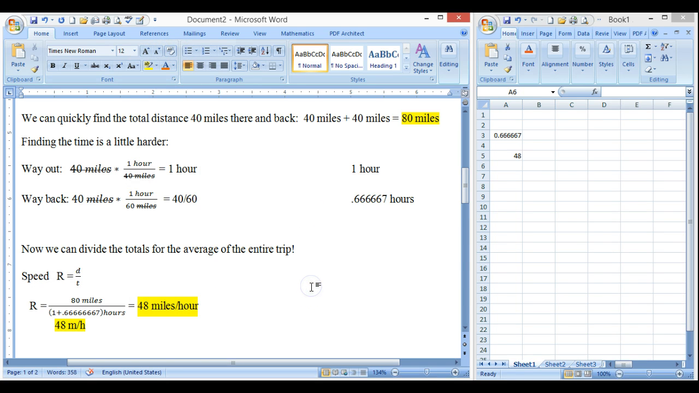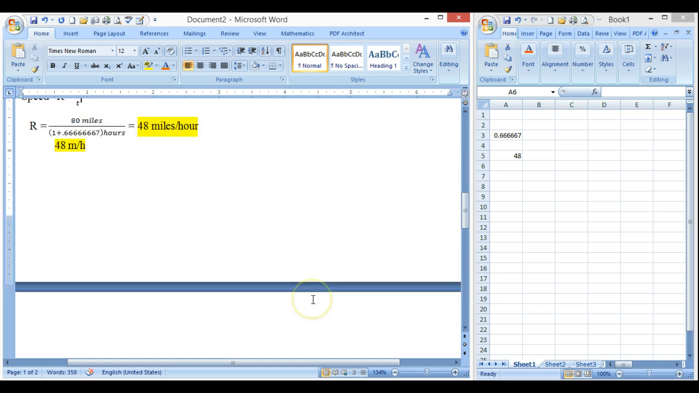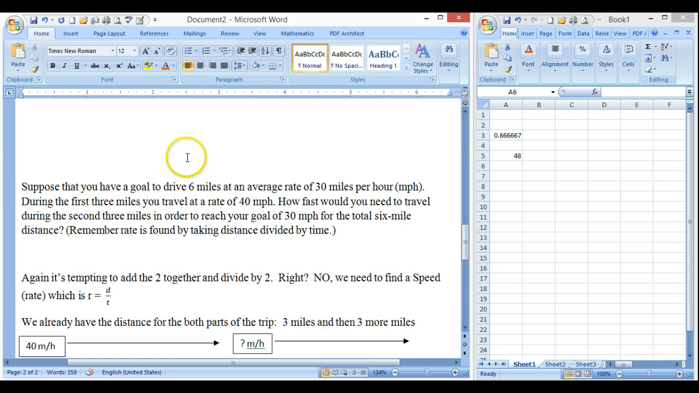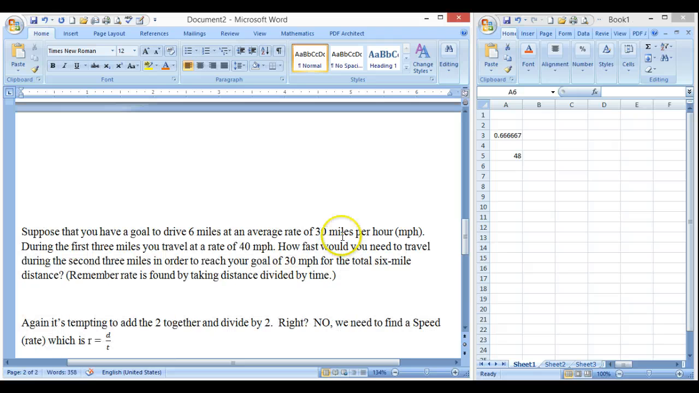Okay, let's try another example. So I'm going to scroll down to this one, our second example. Suppose that you have a goal to drive 6 miles at an average rate of 30 miles per hour. During the first 3 miles, you travel at a rate of 40 miles an hour. How fast would you need to travel during the second 3 miles in order to reach a goal of 30 miles per hour for the entire total 6-mile distance?